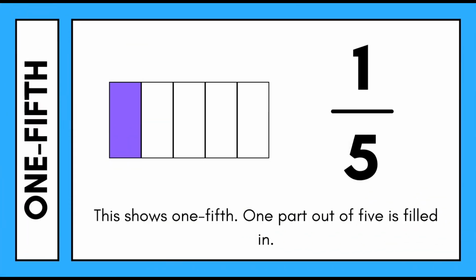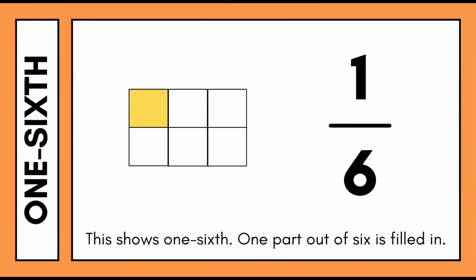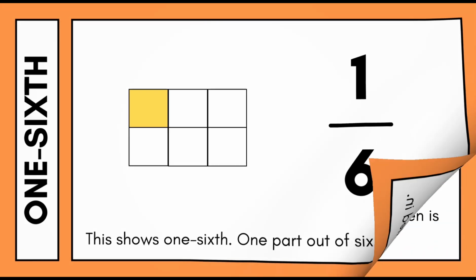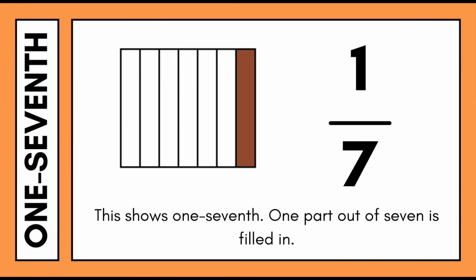This shows 1/5. One part out of 5 parts is filled in. Again, this is 1/5. This shows 1/6. One part out of 6 parts is filled in or colored yellow. Again, this is 1/6.